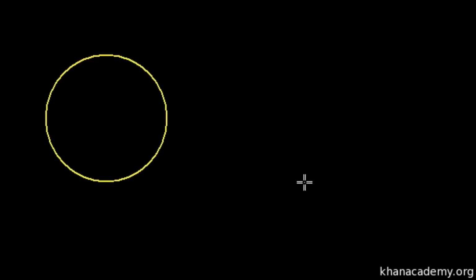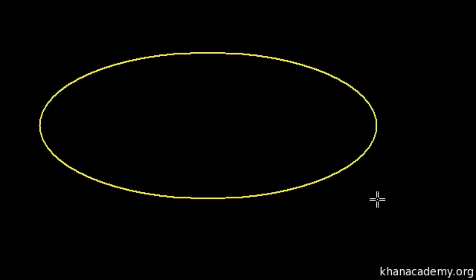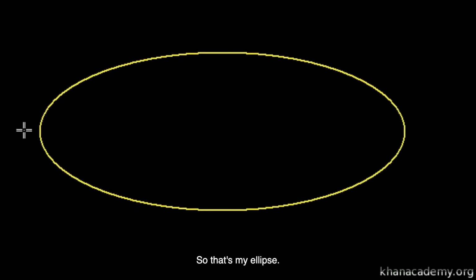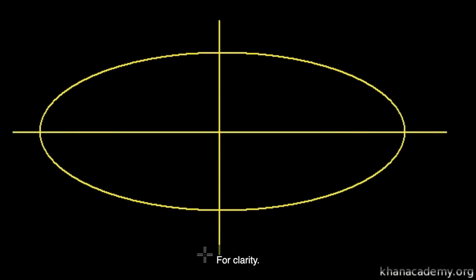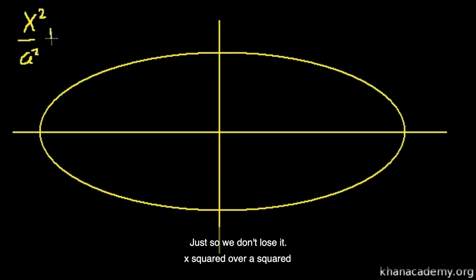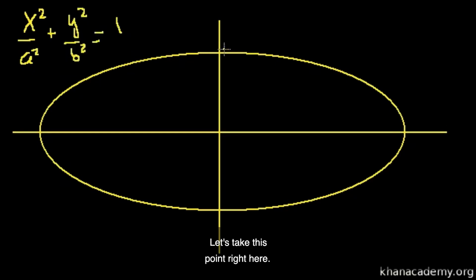So let me draw another one. So that's my ellipse, and then I want to draw the axes for clarity. And let me write down the equation again, just so we don't lose that. X squared over a squared plus y squared over b squared is equal to 1. Let's take this point right here. These extreme points are always useful when you're trying to prove something, or they can be. I don't want to say always.